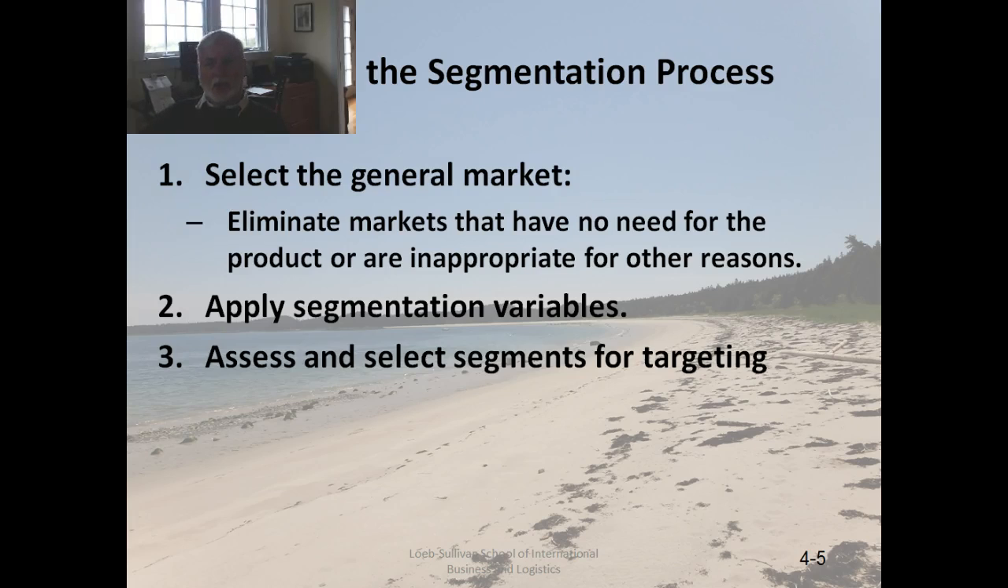So the first thing we have to do when we're going to segment is we have to pick the general market that we're looking at. And that would be, we're going to eliminate all those people who have no need for the product or are inappropriate, don't have the right criteria, aren't old enough to buy the product or aren't strong enough to use the product or whatever that might be. Then you're going to apply some variables, and then you're going to assess and pick the segments that you want to target.